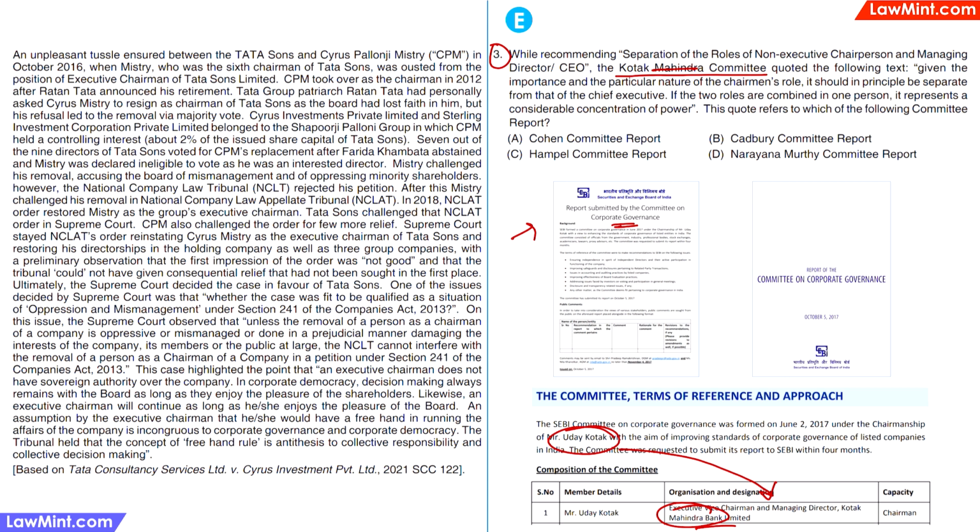If we ignore that error and go through this complete case judgment, there are several references to the Cohen Committee report. But that is not the correct answer to this question. The correct answer is Cadbury Committee report. This is a completely external question, and the only connection between the passage and this question is that both are about corporate governance. Other than that, the Kotak Committee report, the Cadbury Committee report, Hampel Committee report or the Narayan Murthy Committee report, none of these are mentioned in the passage or even in the complete judgment.